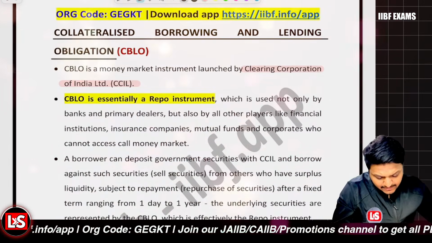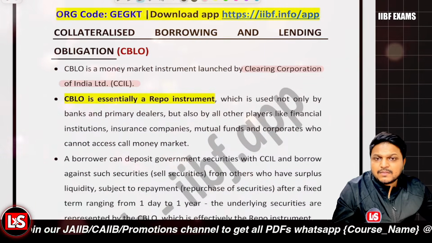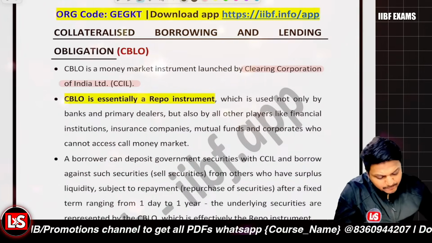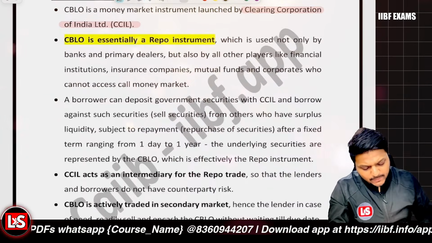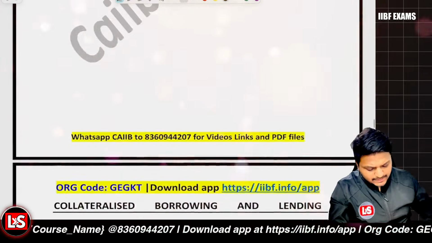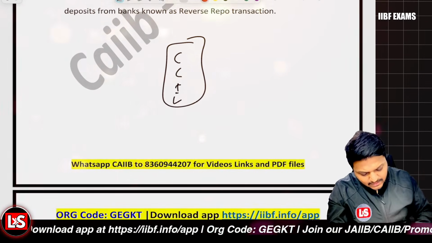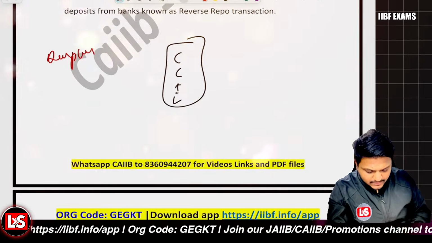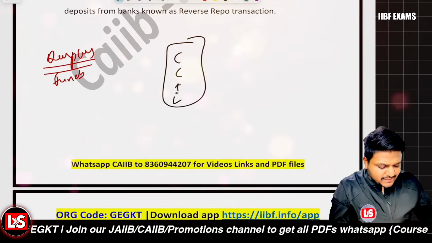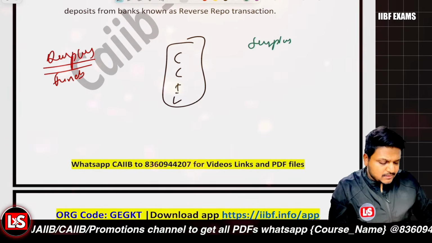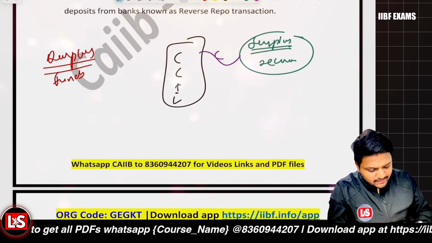Right? And further, CBLO is essentially a repo instrument. CBLO is a repo instrument which is used not only by the banks but also by the primary dealers. Let's say we have the CCIL over here, and the persons on the left side have the surplus funds or liquidity. The persons on the right side have the surplus of securities. So the surplus securities and the surplus funds are to be placed with the CCIL.